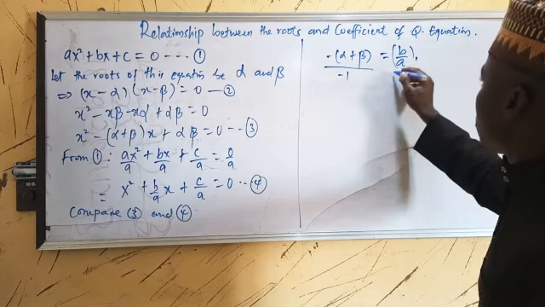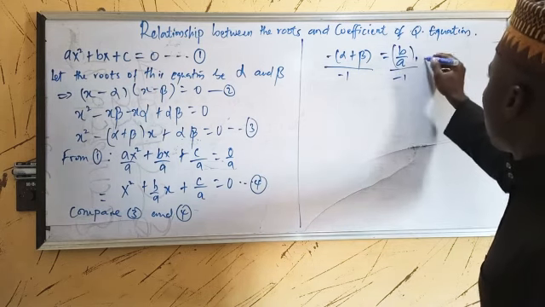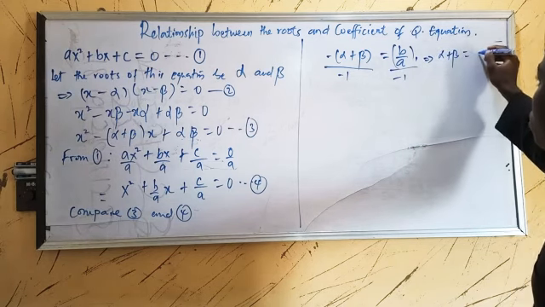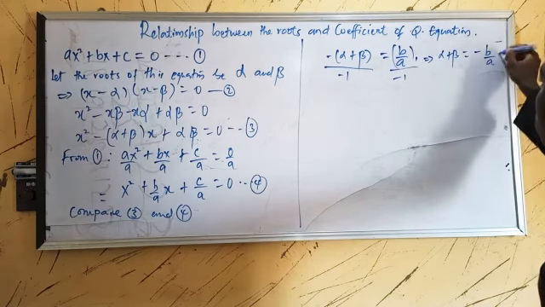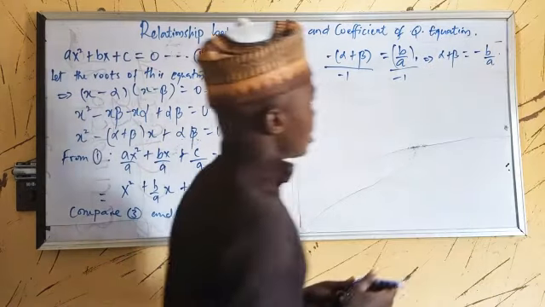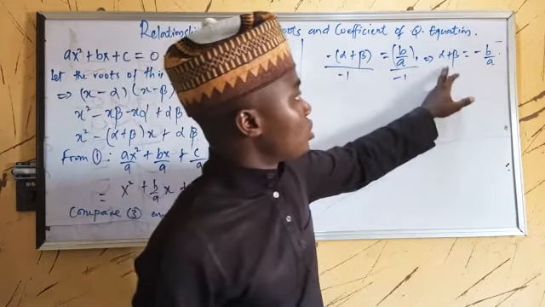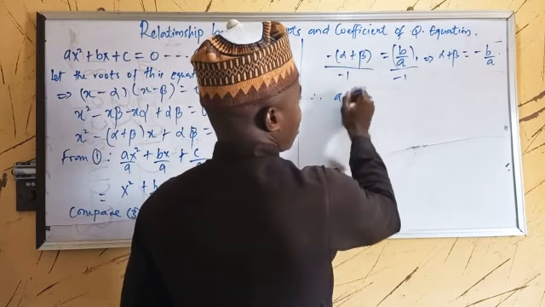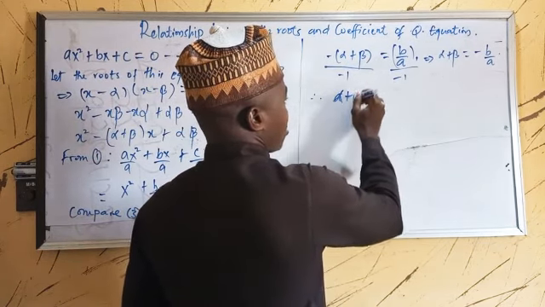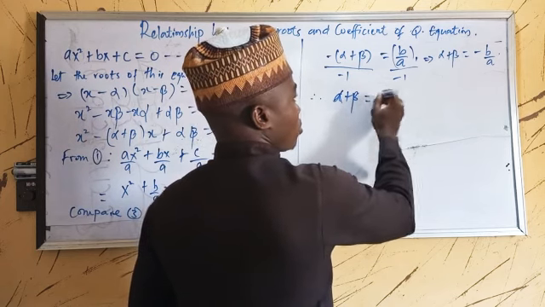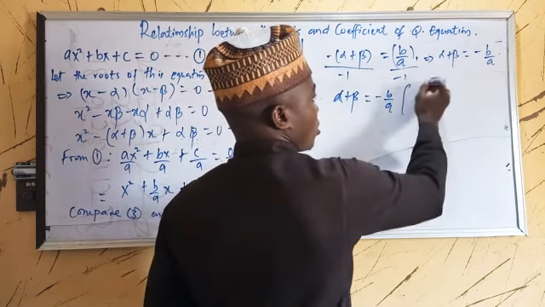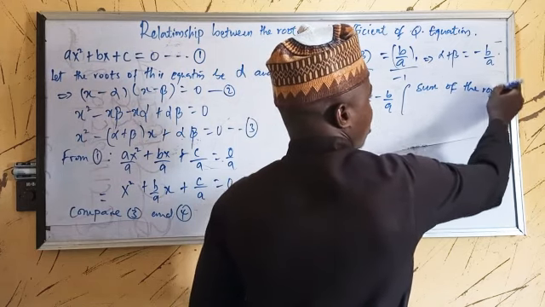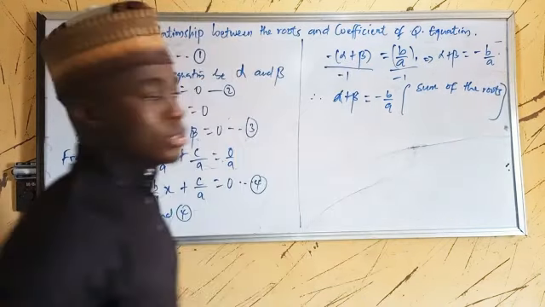So we have what? Over minus 1 here. Automatically, we have alpha plus beta equals minus B over A. Are you getting it? So therefore, this is the sum. We call this alpha plus beta equals minus B over A. This is called the sum of the roots.